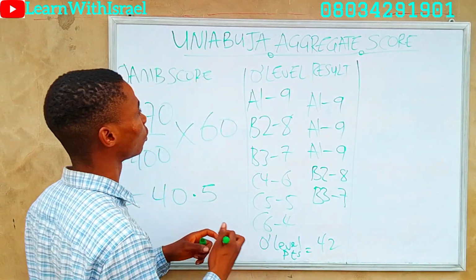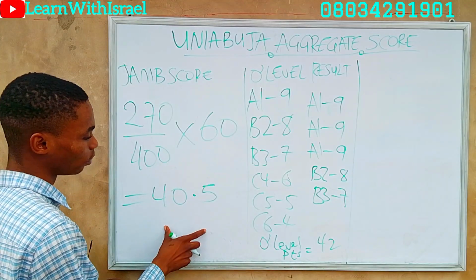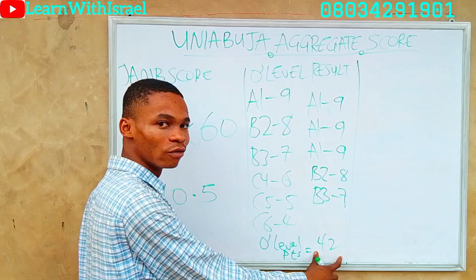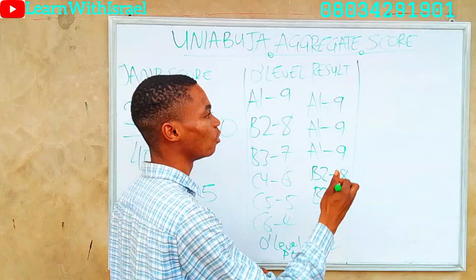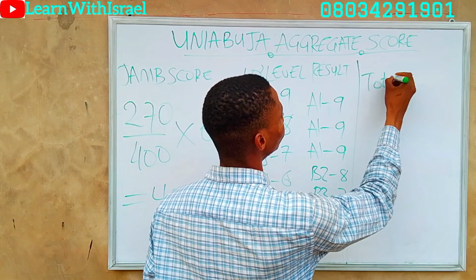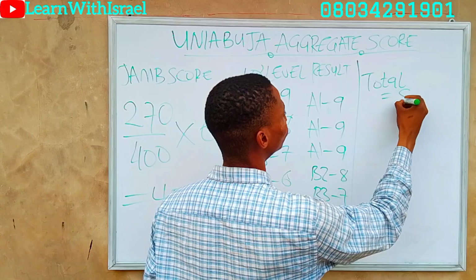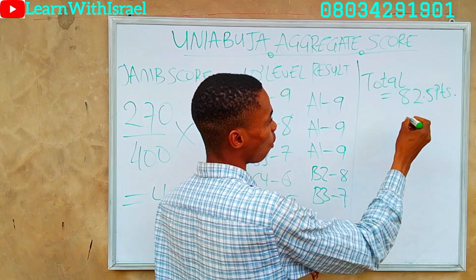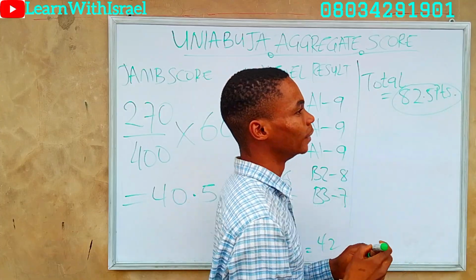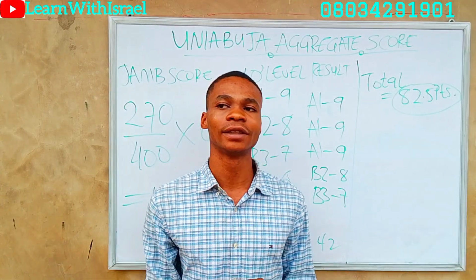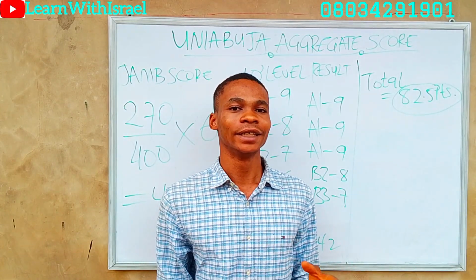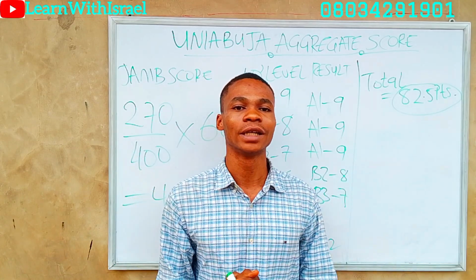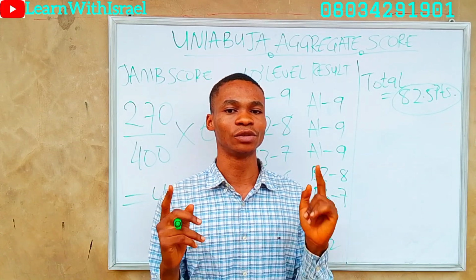So the next thing is to sum it up. JAMB score is 40.5 plus O-level points 42. Altogether will be 82.5 points. This score can apply for the most competitive courses in Nigeria, which is medicine. You can apply for law, nursing, pharmacy, top courses in that school, which is UNIABUJA.